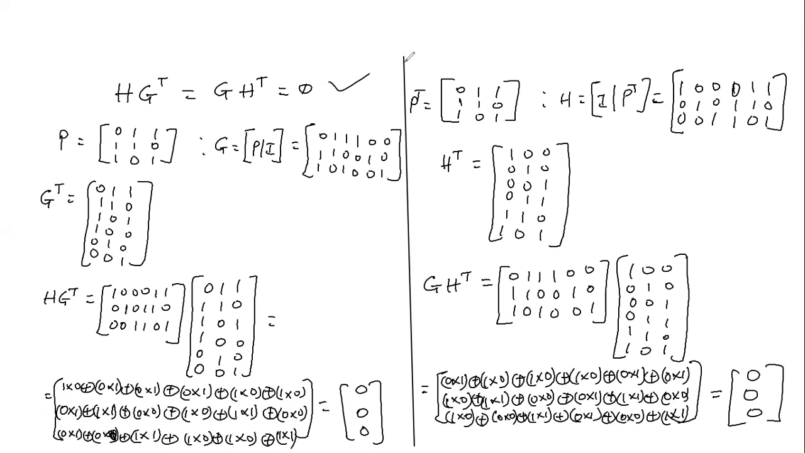So now that we have this, we can now conclude that yes, the parity check matrix times the transpose of the generator matrix is the same as the generator matrix times the transpose of the parity check matrix, which is the same as 0. Okay.